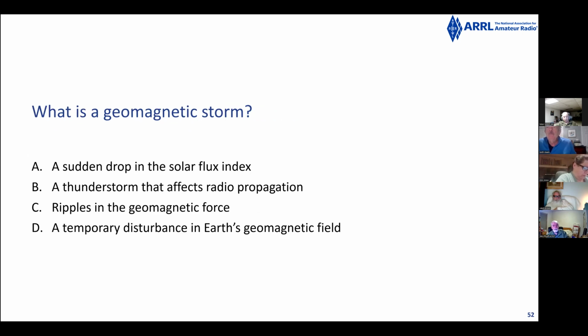What's a geomagnetic storm? A, a sudden drop in the solar flux index. B, a thunderstorm that affects radio propagation. C, ripples in the geomagnetic force. Or D, a temporary disturbance in Earth's geomagnetic field. I'll give you a hint. It's not Star Wars. D? Yeah, it's D, a temporary disturbance caused by charged particles interacting with Earth's magnetic field.